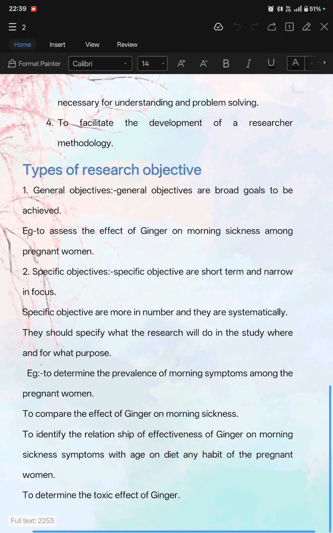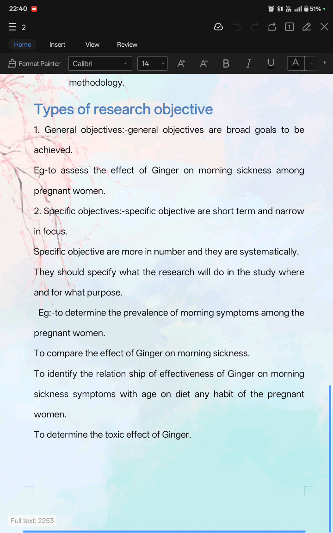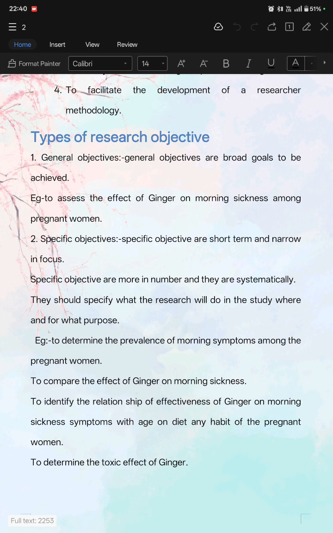Next point is types of research objectives. There are two types of research objectives: general objectives and specific objectives. General objectives are broad goals to be achieved. Example: to assess the effect of ginger on morning sickness among pregnant women.